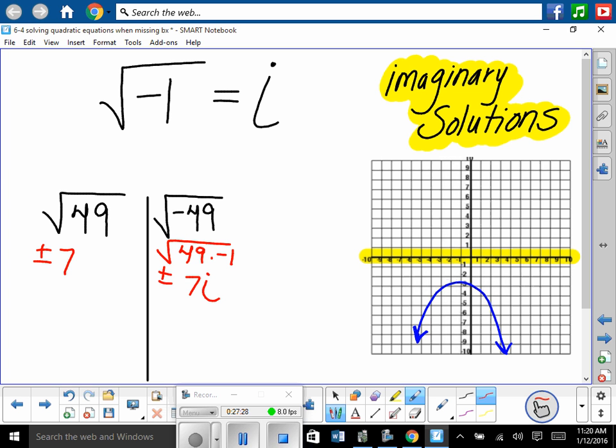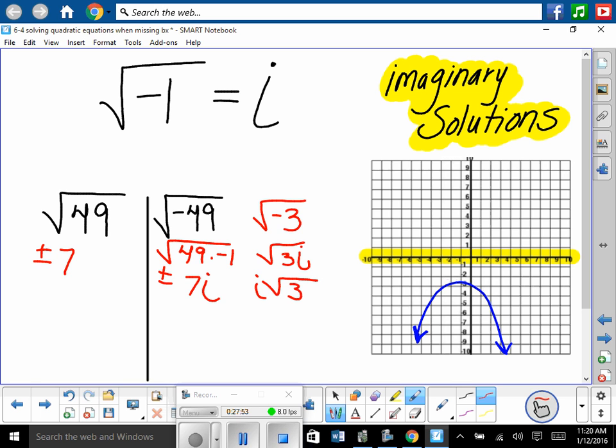Now notice a couple things. The i came on the outside, right? A lot of people, if they see something like the square root of negative 3, they'll say, oh, that's the square root of 3i. Not true. The i has to leave the house. Does that make sense? So we would write this as the square root of 3, pulled out the negative, and have an i on the outside.